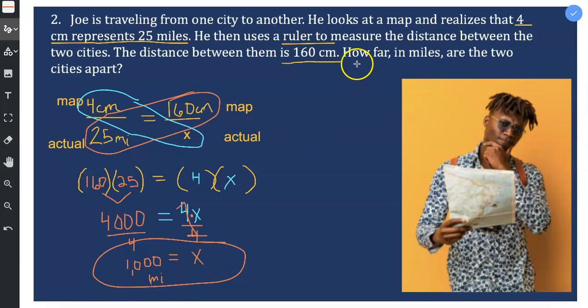Let's make sure we answer the question. How far in miles are the two cities apart? And that's exactly what we figured out. They are 1,000 miles apart.